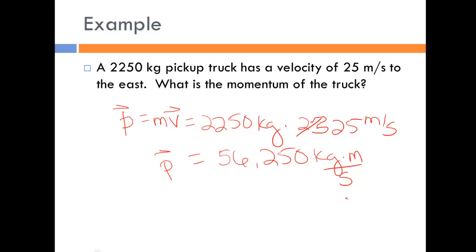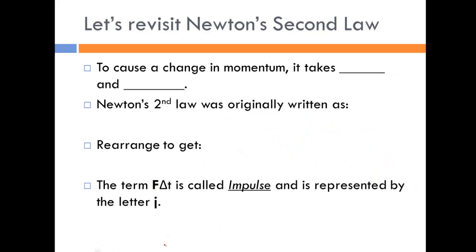Now it did say what is the momentum, and of course we remember that momentum is a vector quantity, so we go back to the context of the problem to figure out what the direction would be. Since the truck was initially moving with a velocity in the eastward direction, our momentum is also going to be in the eastward direction. So there's our answer.